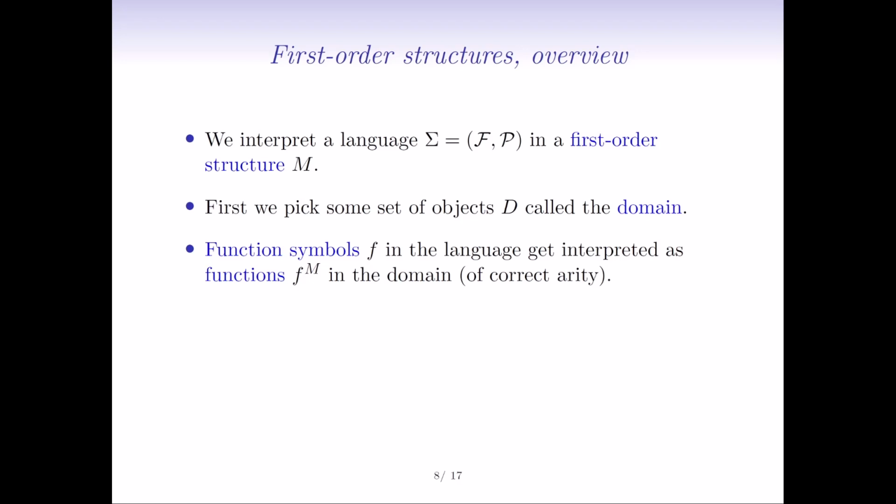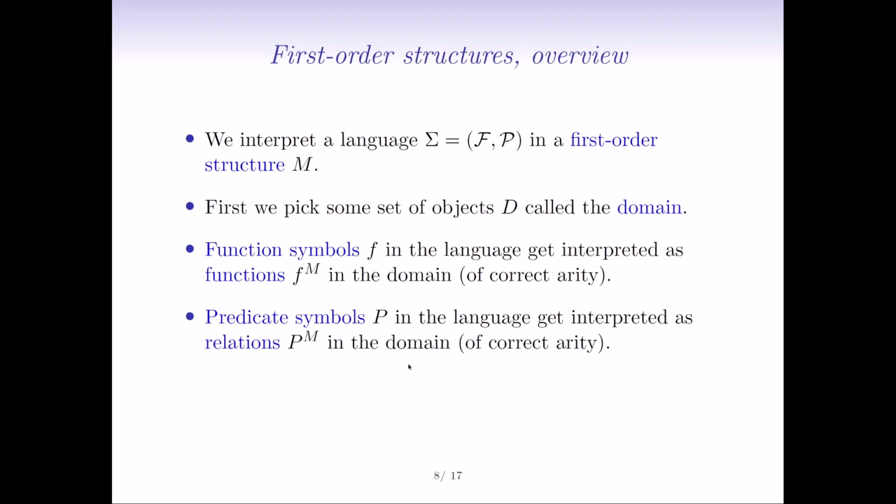When we're interpreting these functions, we have to make sure that we respect the arity, so that if the function symbol is binary, for example, takes 2 arguments, then the function f^M in the domain has to take 2 arguments as well.